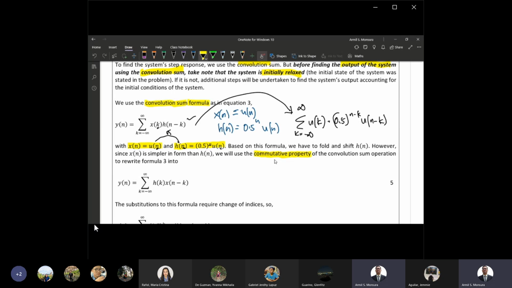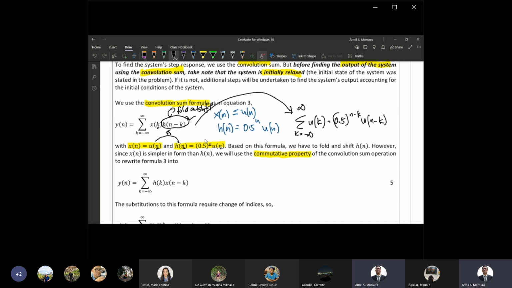Okay? So, ibig sabihin, kung commutative si convolution, kasi ang nangyari dito, kaya ito naging h of n minus k. Ito yung naging fold and shift. Diyan tayo nag-fold and shift. Okay? So, since commutative si convolution sum, yung fold and shift, pwede nating gawin instead kay x.